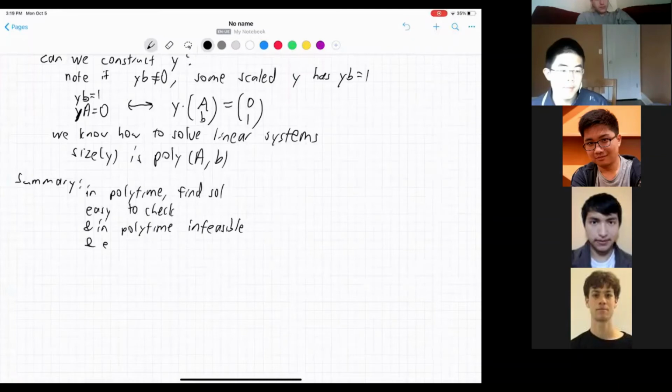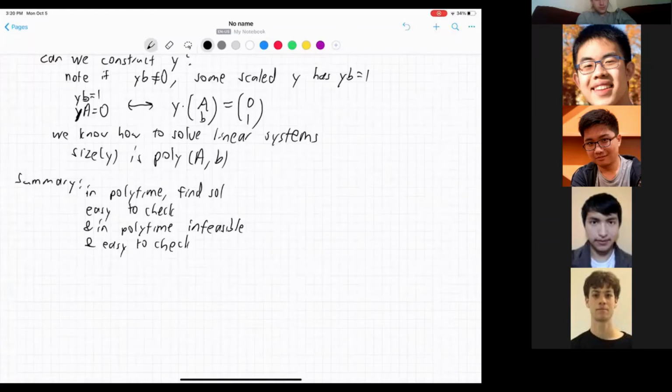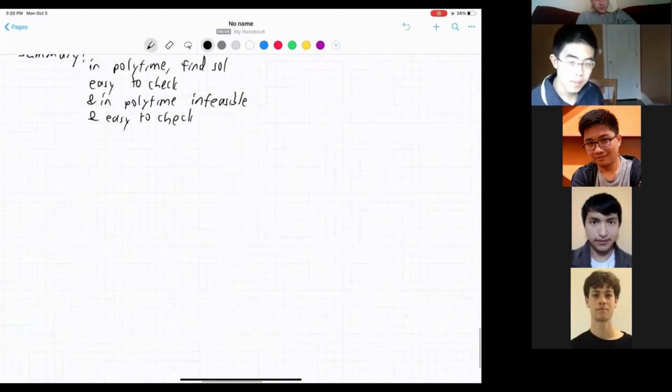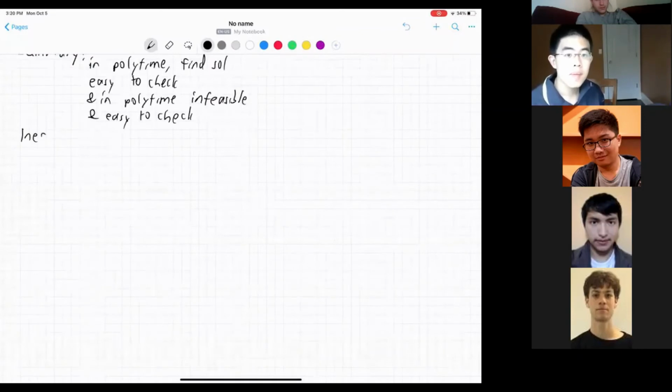And give a proof that is easy to check that there is no solution. Okay. So that's the end of the story for linear systems. Any questions about that? All right. So now we're going to move on to inequalities.